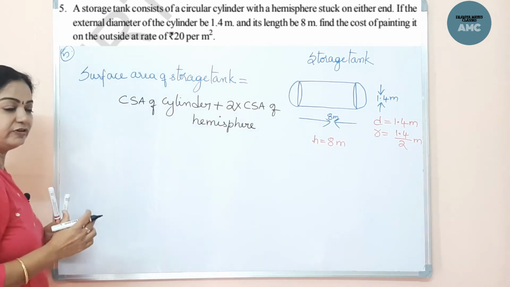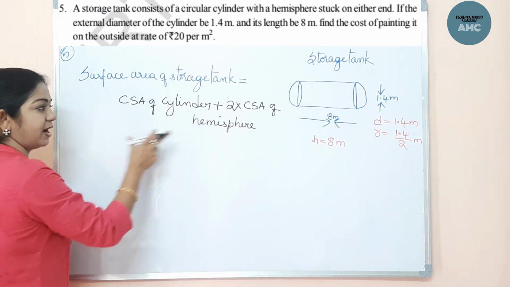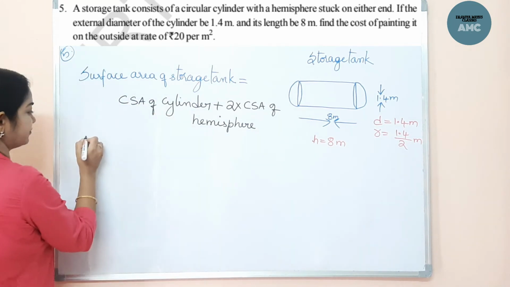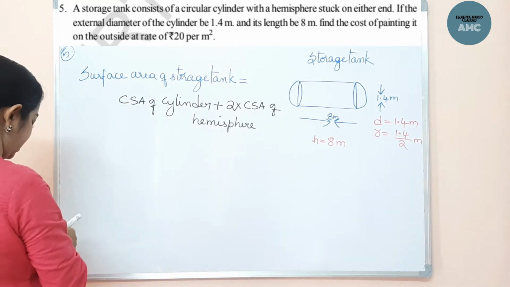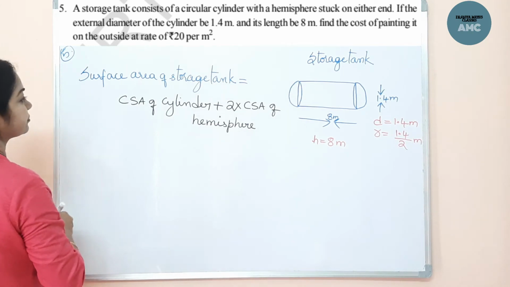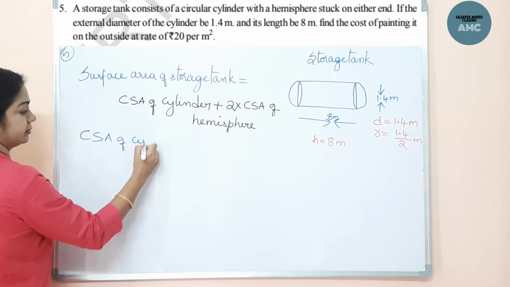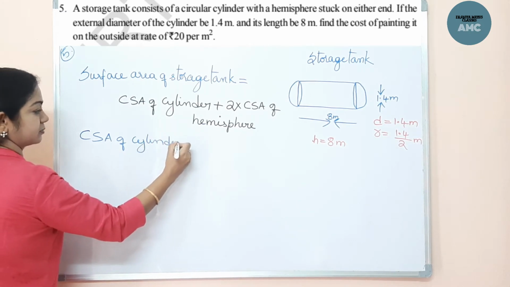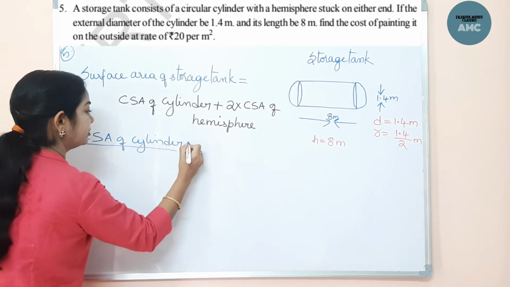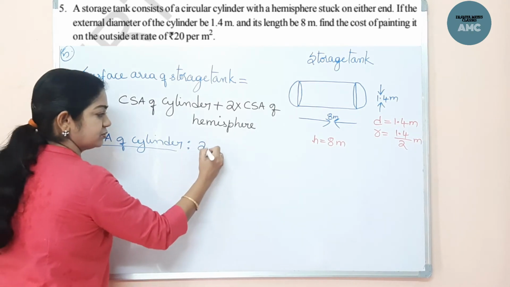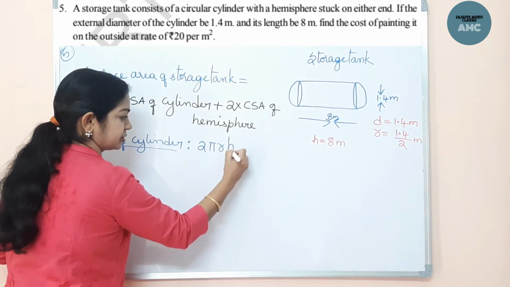Right. What we will do is take this as one part and this as the other part, then we will add them. We will take this first, the CSA of the cylinder. We will first find out this. Now the formula for the CSA of a cylinder is 2πrh.